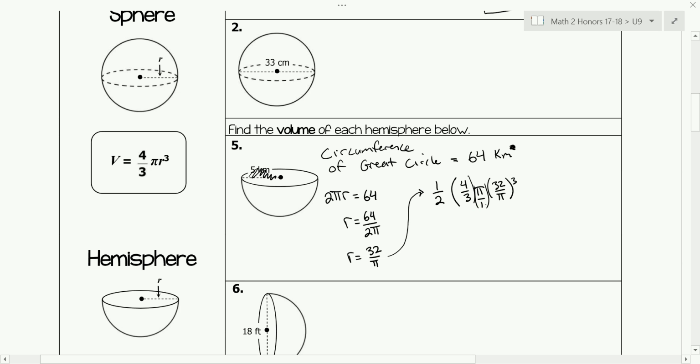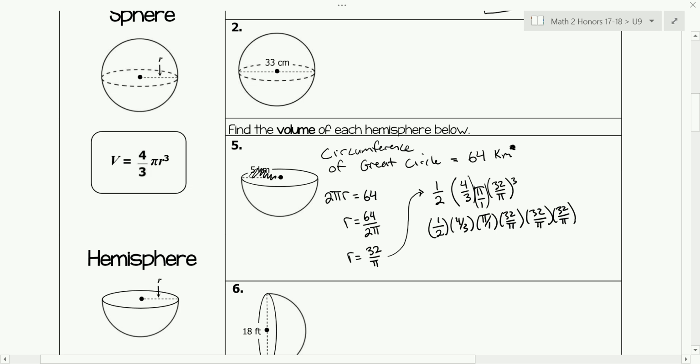And 32 over pi cubed means, so here's what we get. We got 1/2 times 4/3 times pi over 1 times 32 over pi times another 32 over pi times another 32 over pi. Right? That's what it means to cube something.